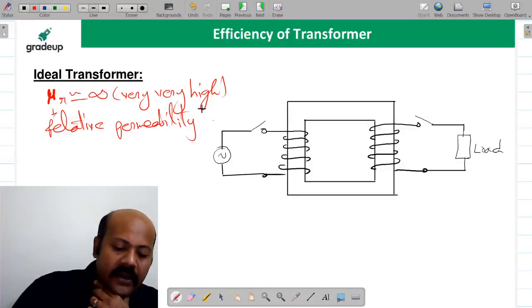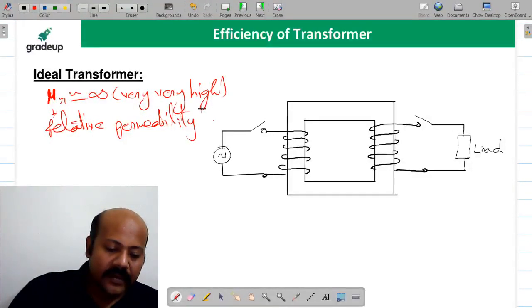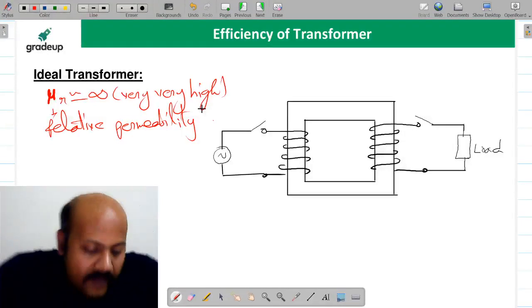Ranjit Mahal is asking, sir, what is decided first for the design of the transformer? I don't know, beta, what you are asking.